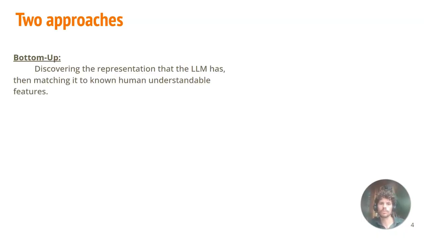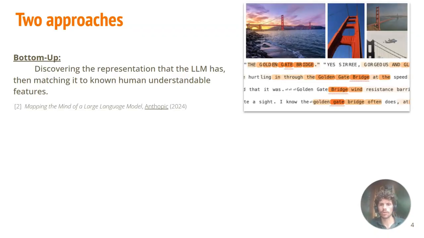The first one would be the bottom-up approach. So we have this activation, this inference data, and we would like to disentangle all the potential features that are inside. For this, you can train a sparse autoencoder, which is a way to lay down all the possible features, and then you can identify them, saying that this feature, for example, is the Golden Gate Bridge feature, as Anthropic has shown in one of their works.